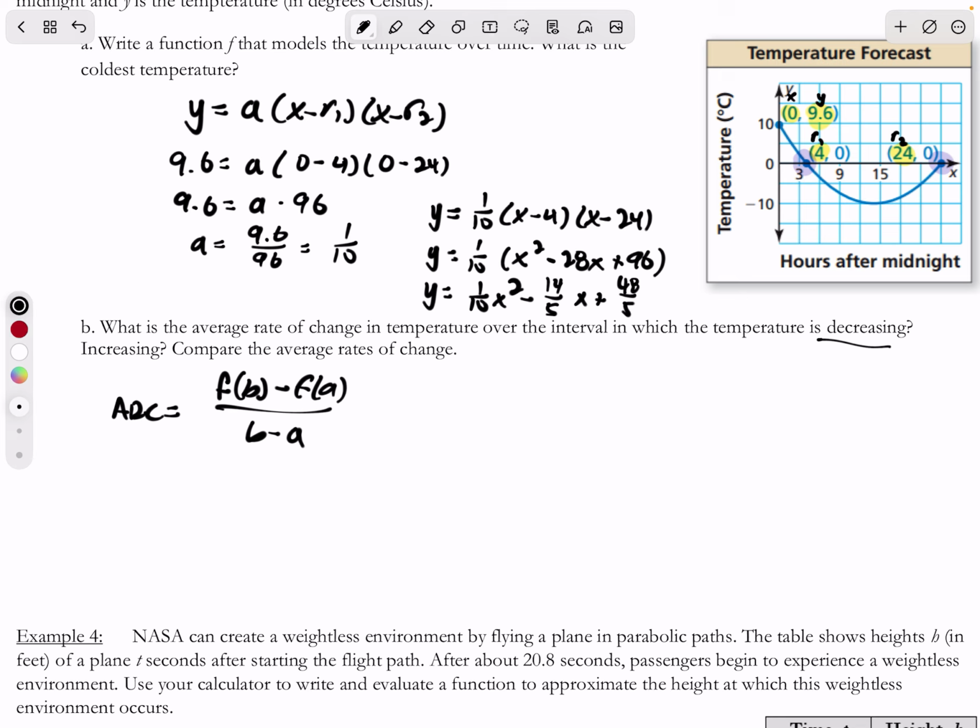Well, let me take my highlighter out. Where is it decreasing? From 0 to the vertex. Where's the vertex? If you remember, we said the vertex is halfway between the two zeros. So h equals 4 plus 24 over 2. That's 14. So A would be 0 and B would be 14.